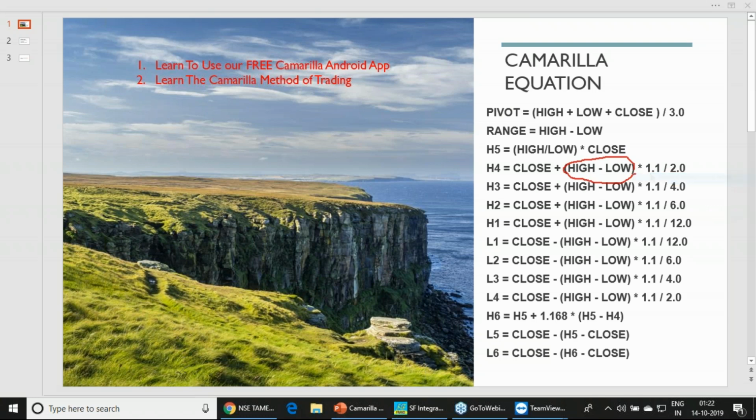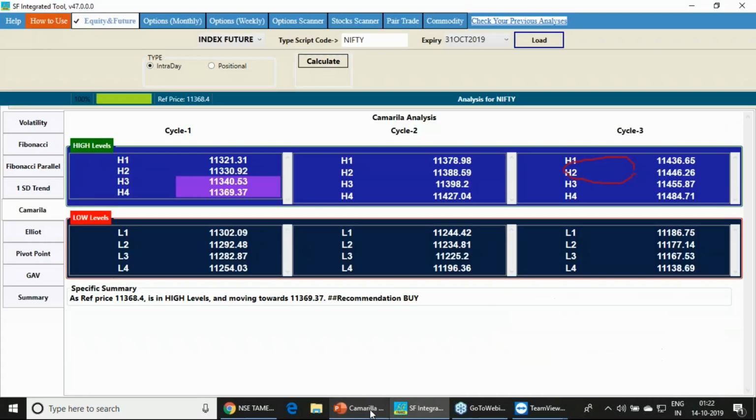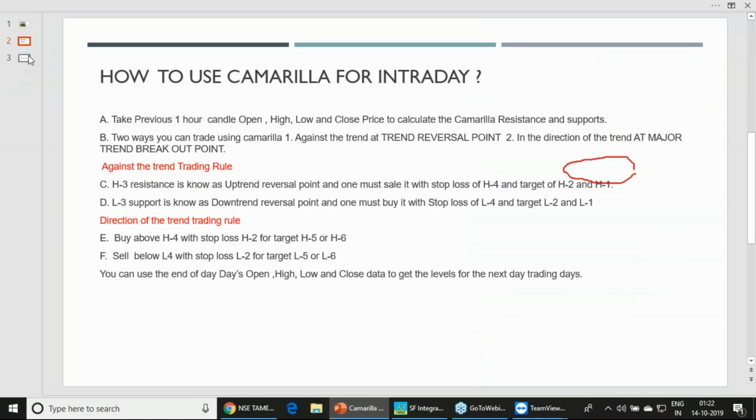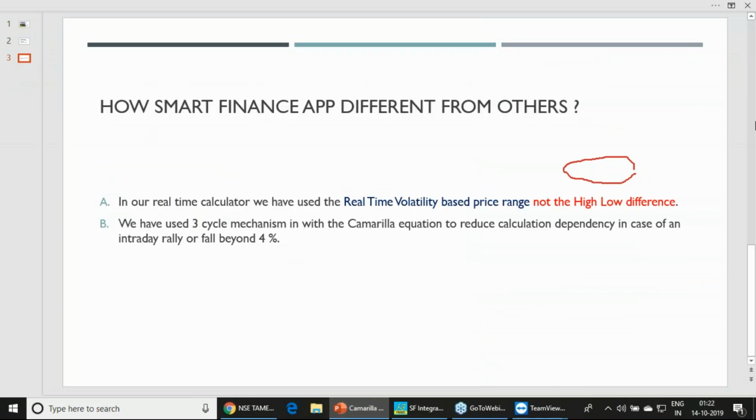So how have we made changes here in Smart Finance, what changes we have brought into this system, that is very important here. What we did here, instead of taking the high or low difference, we have taken the price range based on the real-time volatility. So that makes our calculations entirely different. And we have utilized a 3-cycle mechanism. So no need to calculate again and again if an intraday spike happens.